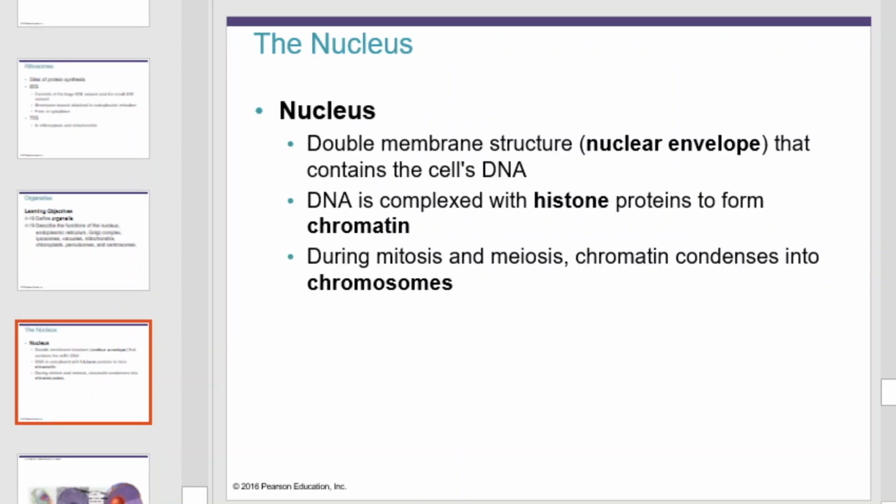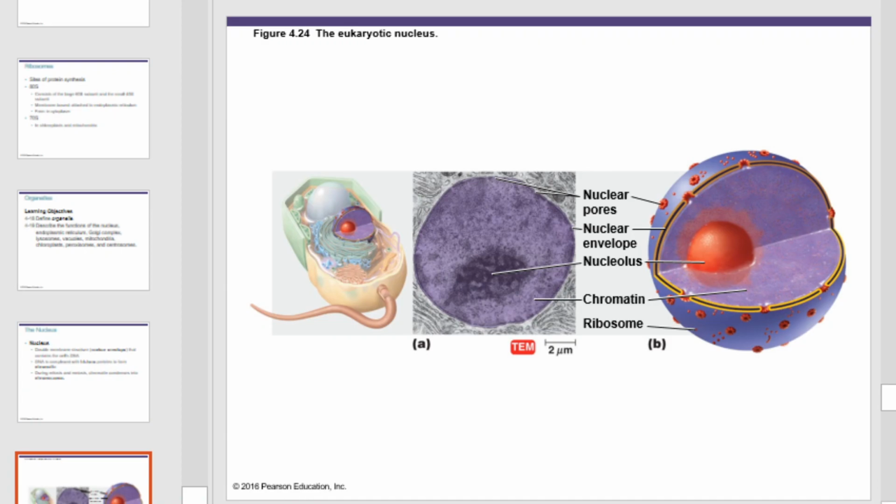A eukaryote has a true nucleus, which is a double membrane structure encased in a nuclear envelope that contains the cell's DNA. DNA is complexed with histone proteins to form chromatin. During mitosis and meiosis, chromatin condenses to form chromosomes. This is an illustration of a eukaryotic nucleus.